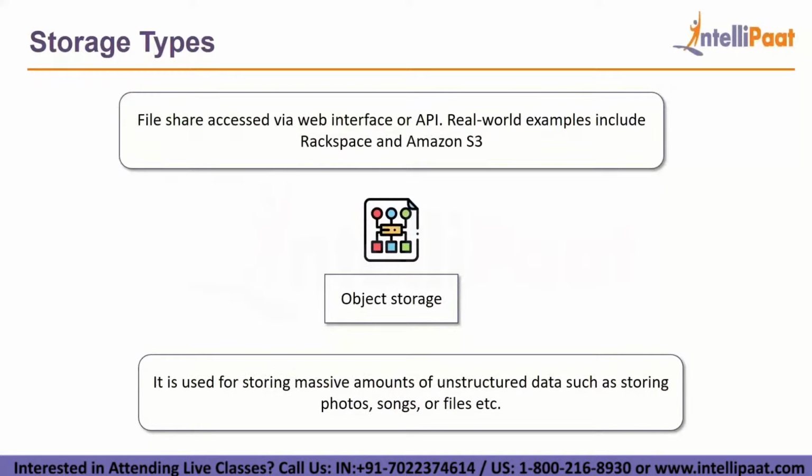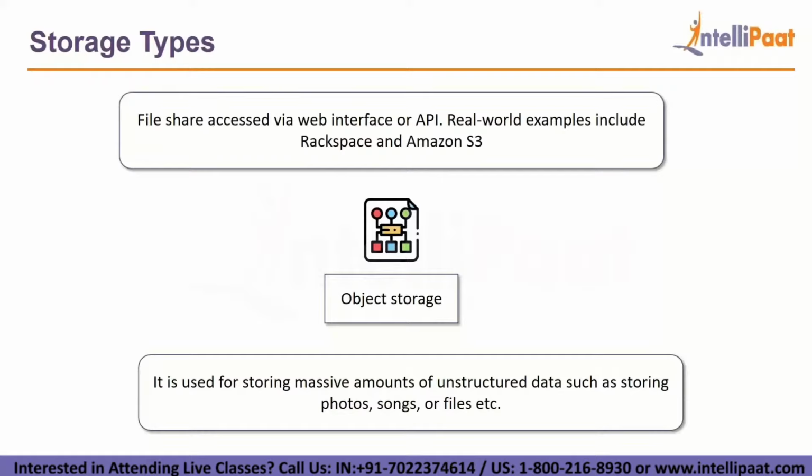File shares accessed via the web interface or REST APIs. Real world examples include Rackspace and Amazon S3. If you've ever tried to store some really unstructured data like audio, video, images, any of this kind of stuff on the internet, on the cloud essentially, then object storage is the storage that you have used. It is not something that creates a file system for you, and how things are managed underneath is not really a concern. You just want a bucket there to be able to throw some data inside it and then forget about it. And this allows you to do that.